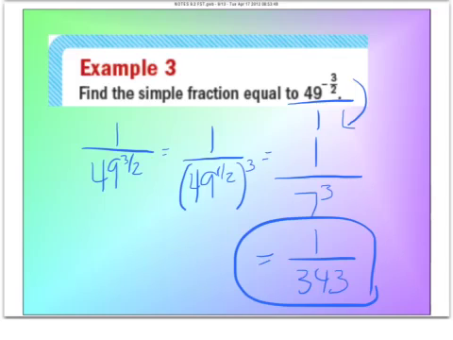The answer to this problem you should have gotten is 1 over 343. I would highly suggest first getting rid of the negative exponents and then look at the fraction of 3/2 and decide how you want to break it up. You can either cube first and then take the square root, or you can square root and then cube. This is going to be a lot easier to take the square root first and then cube it. So you get down to 1 over 7 cubed.